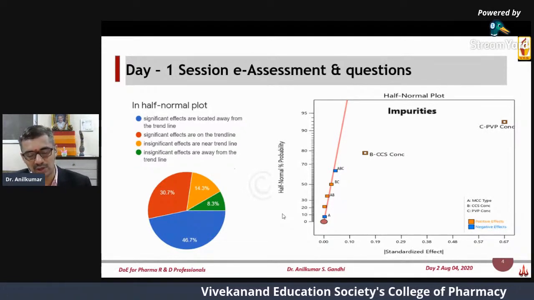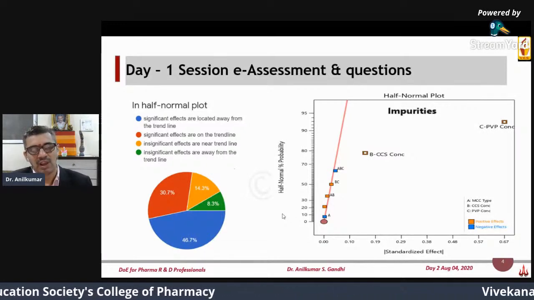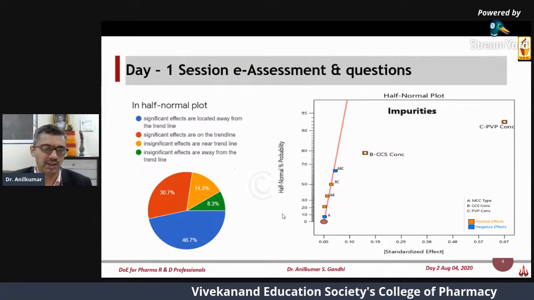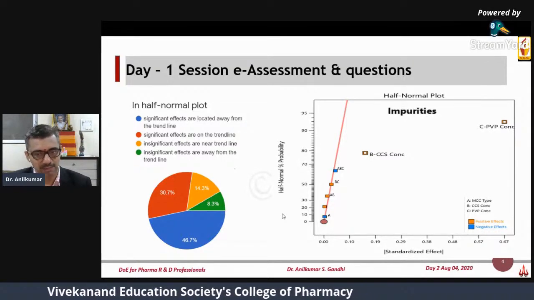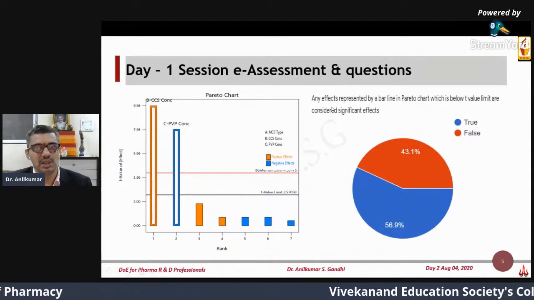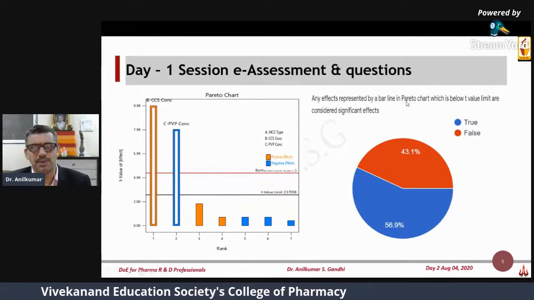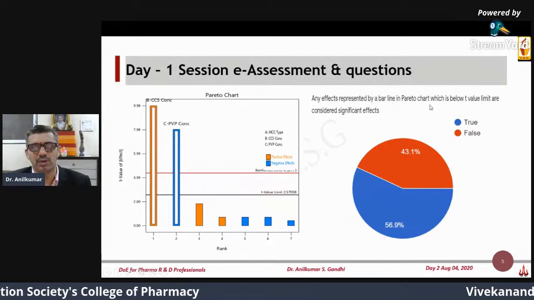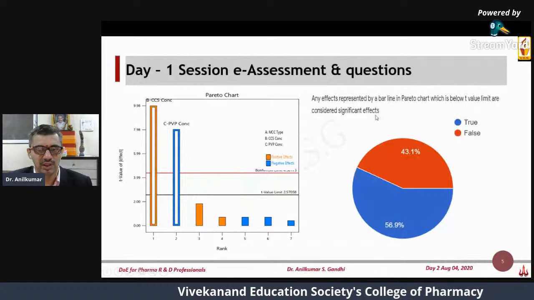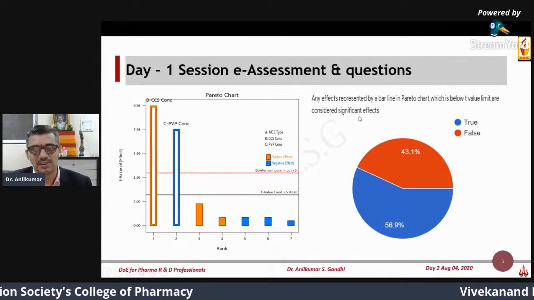Once you fill your response in the factorial design in any of the software, what you see next when you go for analysis is the half normal plot and Pareto, and that's the reason I'm taking this once again. In Pareto, the question was, any effects represented by a bar line in the Pareto chart, which is below T value, are considered significant effect. Now, actually, for this, the majority have got it wrong because this is false.